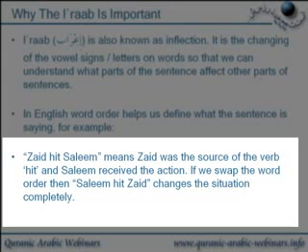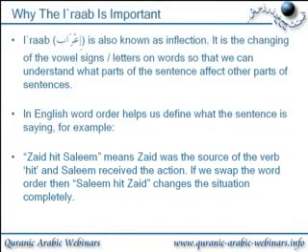Zaid hit, and Salim received the action. So Zaid is the subject, Salim is the object. Now in English, if we swap the word order, so we say Salim hit Zaid, then the whole meaning changes. Effectively, Salim becomes the subject and Zaid becomes the object.